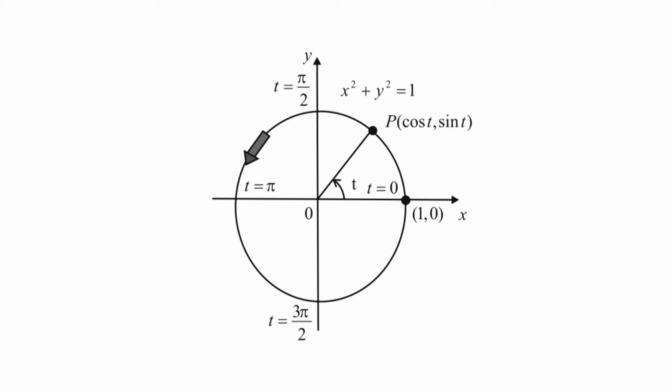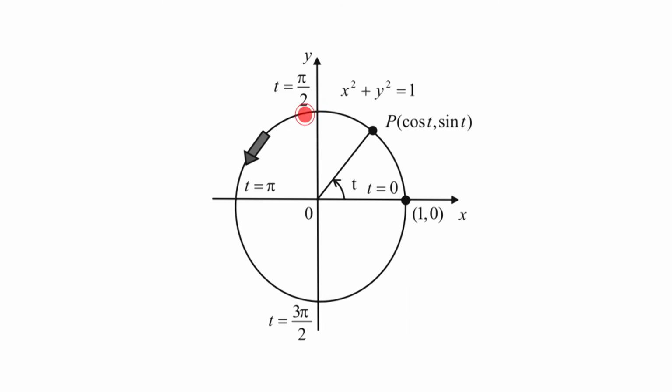We track the points as t runs from 0 to 2π. When t = 0, the point is (cos 0, sin 0), which is equal to (1, 0). As t increases up to π/2, the corresponding point moves up and to the left along the circle in the counterclockwise direction. When t = π/2, we obtain the point (cos π/2, sin π/2), which is equal to (0, 1).